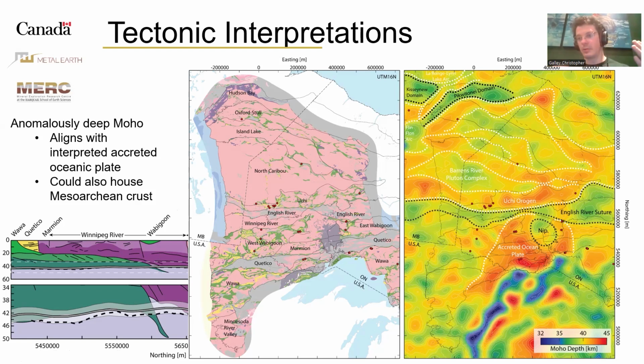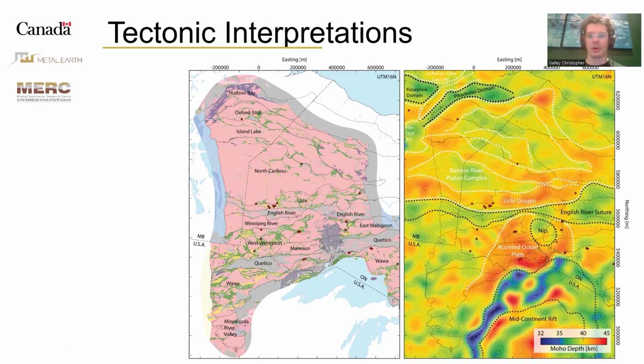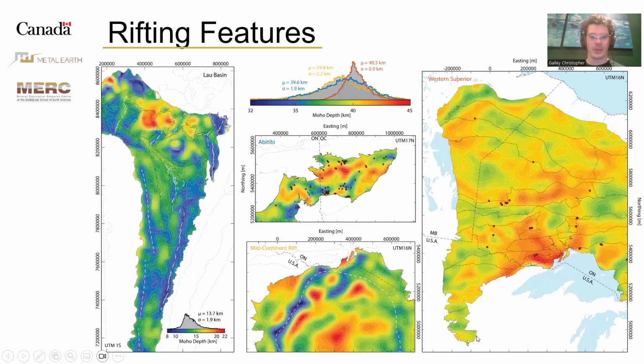as part of the mid-continent rift, would have ripped a hole in it a little bit. Then, last but not least, the very prominent mid-continent rift presented, as you'd expect, a shallowing of the Moho, as this large rifting feature.